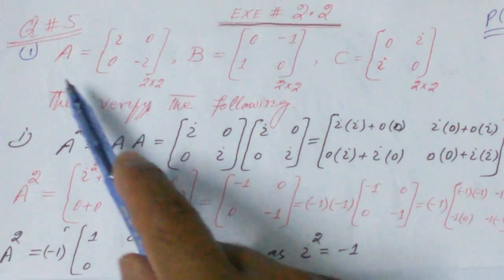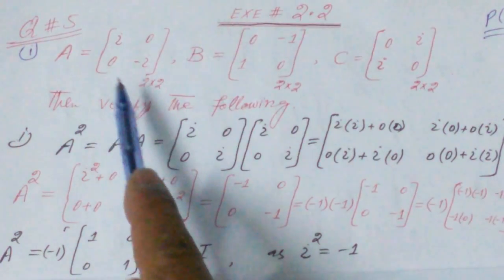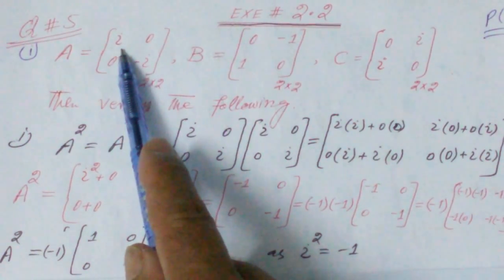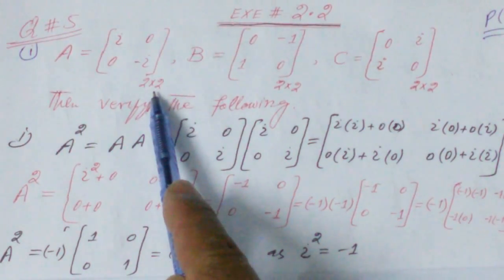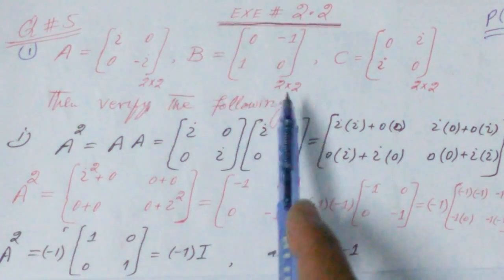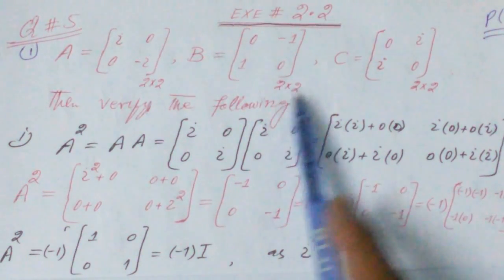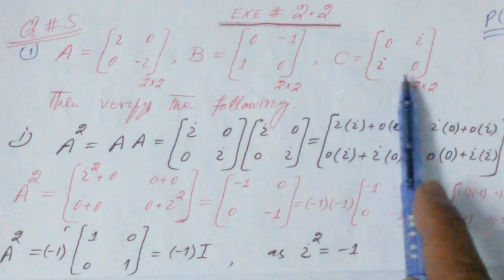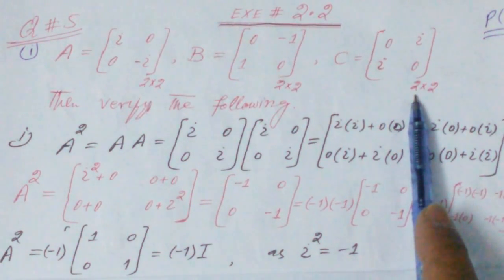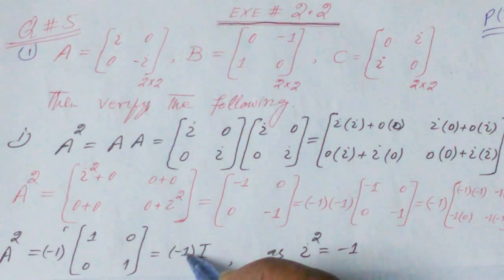Exercise 2.2, question number 5. The question is: A is a matrix having elements iota, 0, 0 and minus iota. The order of this matrix is 2 cross 2. B is another matrix having elements 0, minus 1, 1 and 0. The order of this matrix is 2 cross 2. C is another matrix having elements 0, iota, iota and 0. The order of this matrix is 2 cross 2. And we have to verify that A square is equal to minus 1 multiplied by identity.